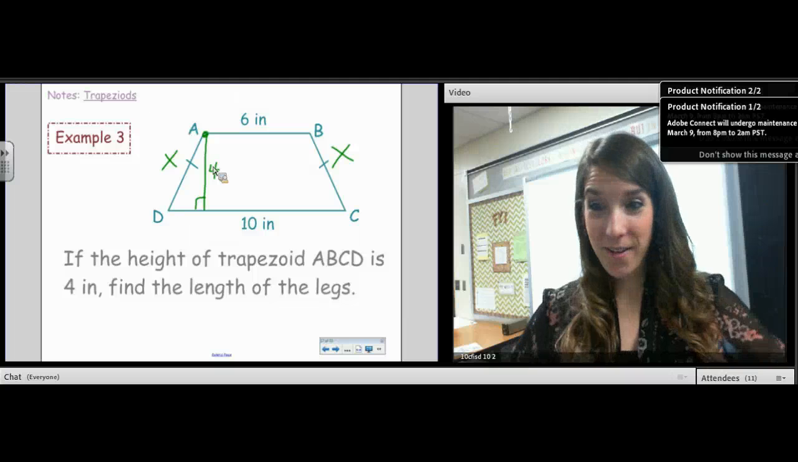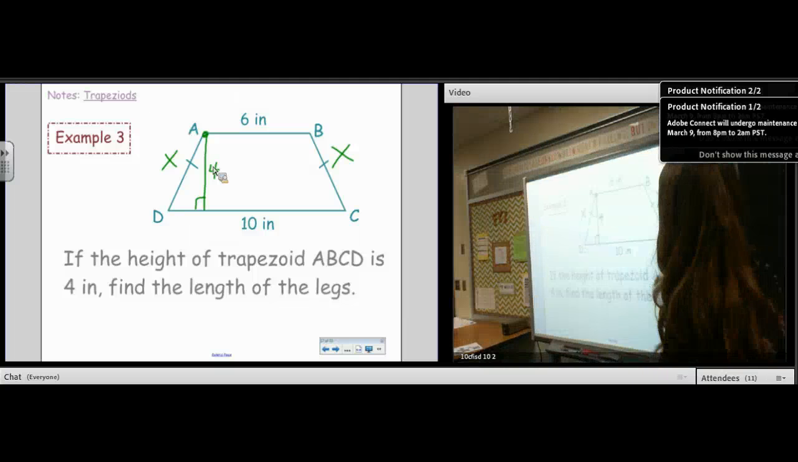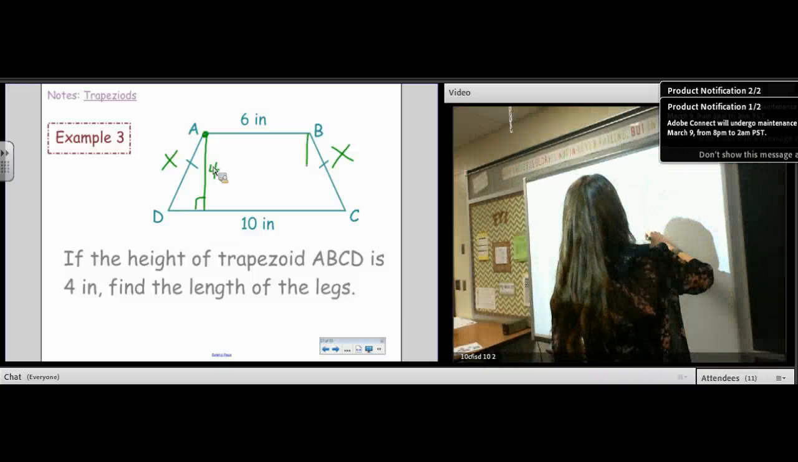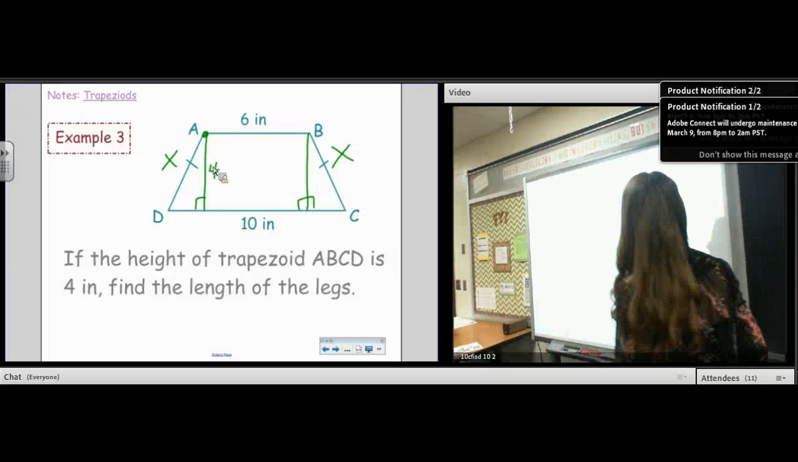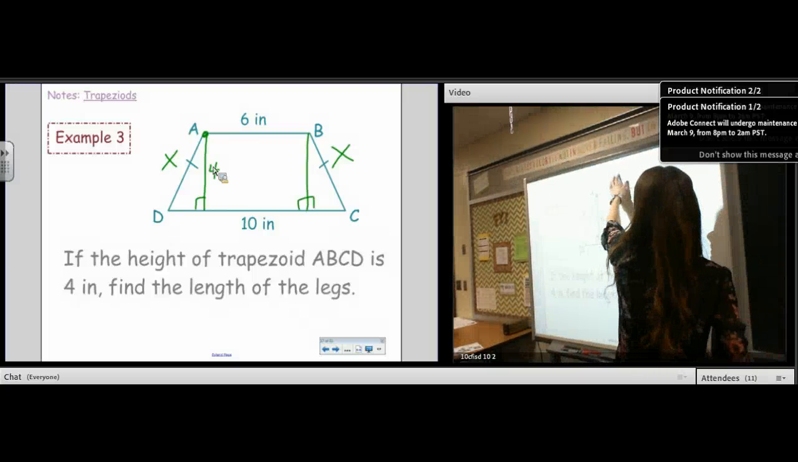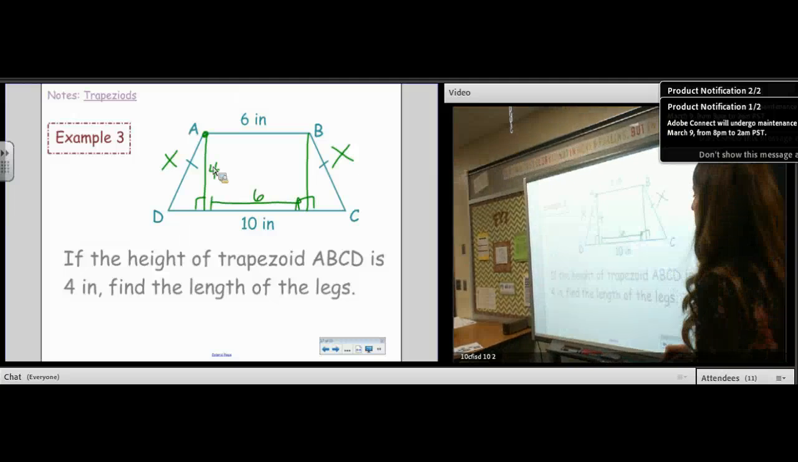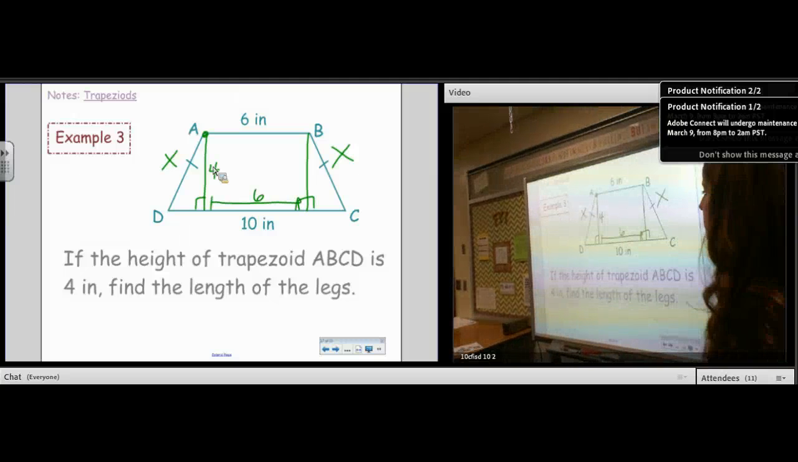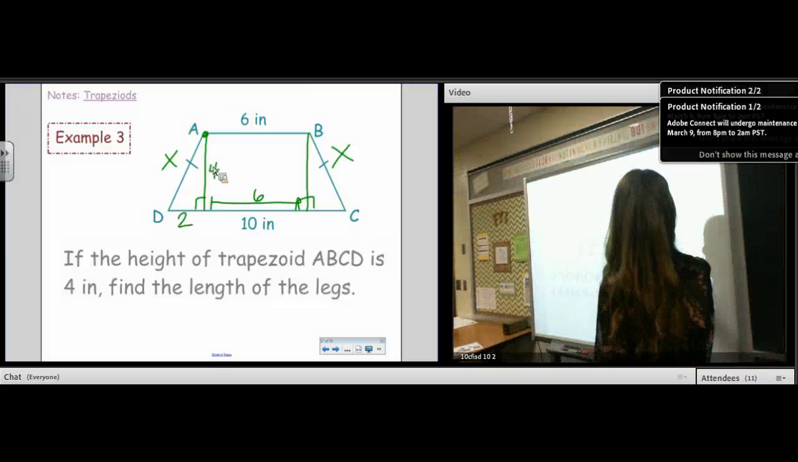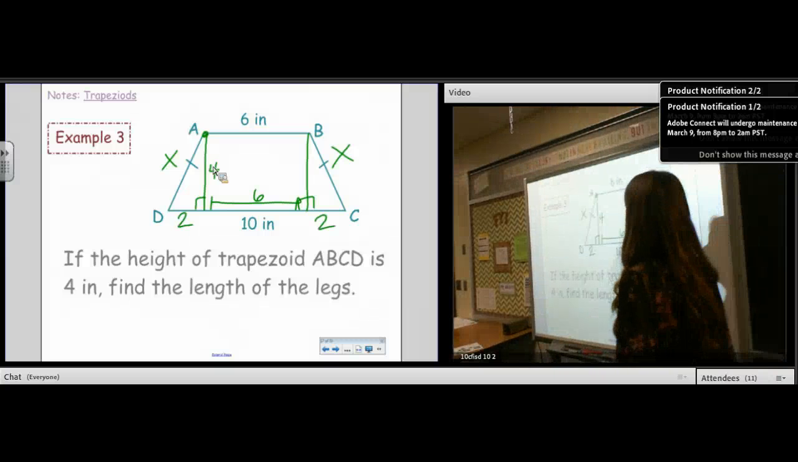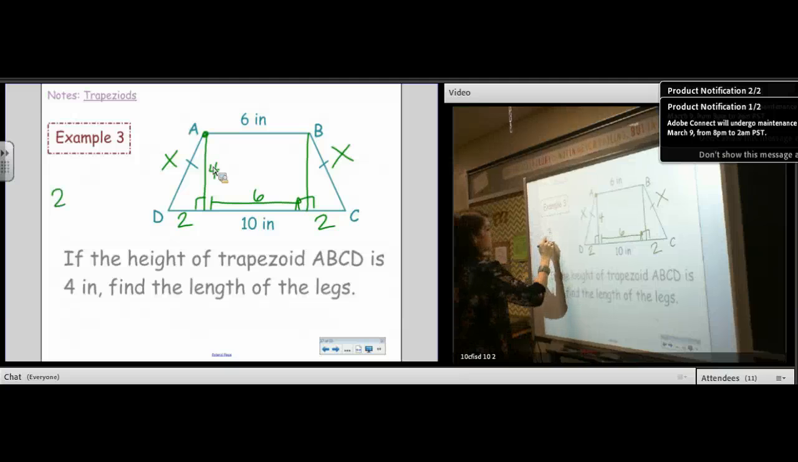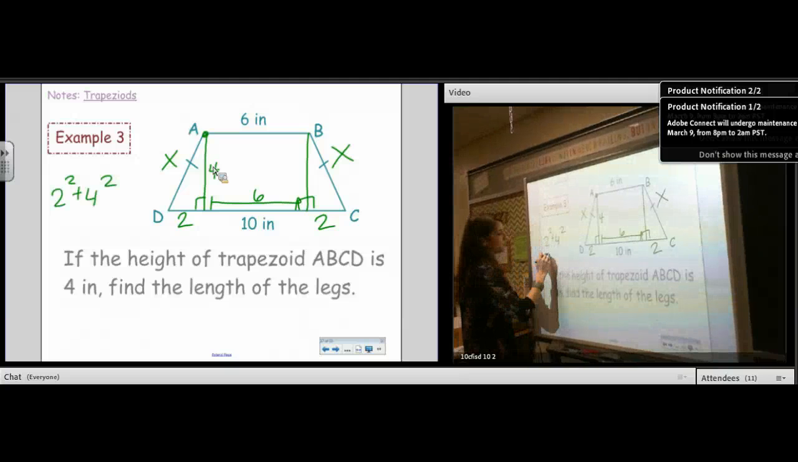Two root 5. Whoa, that was quick. Okay, let's do it to make sure. So if we've got a height there, we also have the same height here. So 10 minus 6, because this is 6, 10 minus 6 is 4, and then you have to cut it in half. So you've got 2 and 2. And then you do Pythagorean theorem. 2 squared plus 4 squared. 4 plus 16.